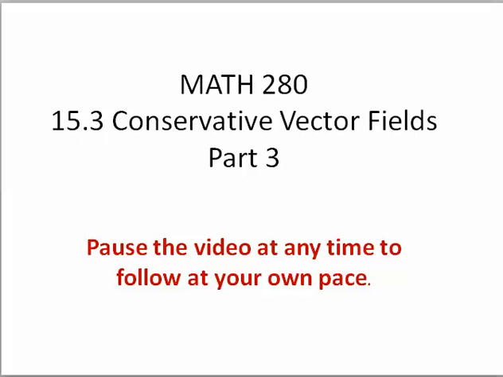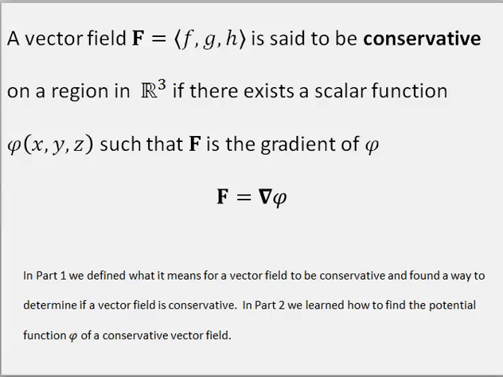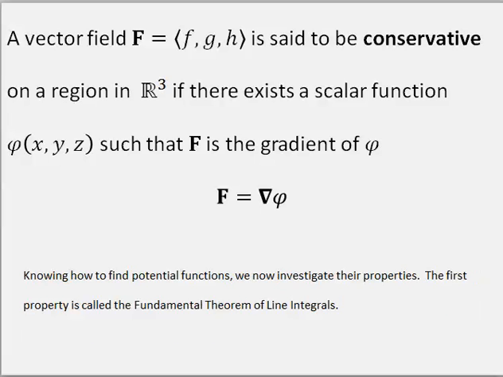Conservative vector fields, part 3. In part 1, we defined what it means for a vector field to be conservative and found a way to determine if a vector field is conservative. In part 2, we learned how to find the potential function phi if we know that a vector field is conservative. Knowing how to find potential functions, we now investigate their properties.